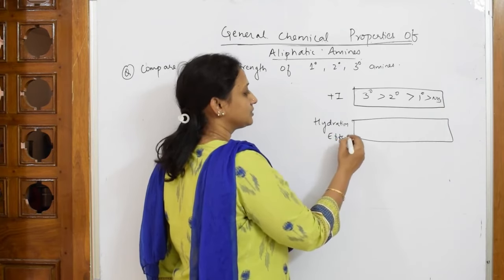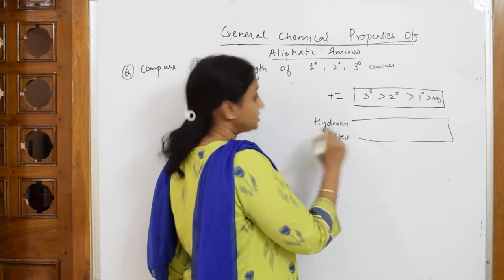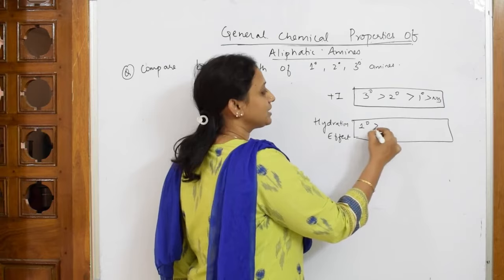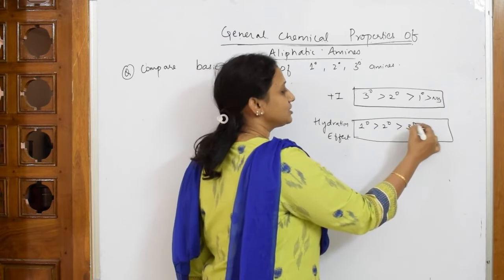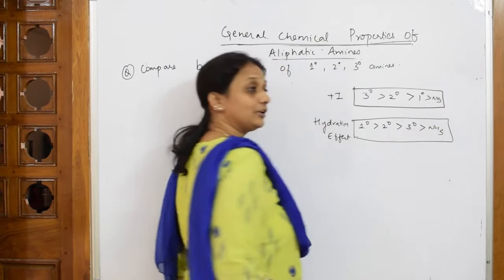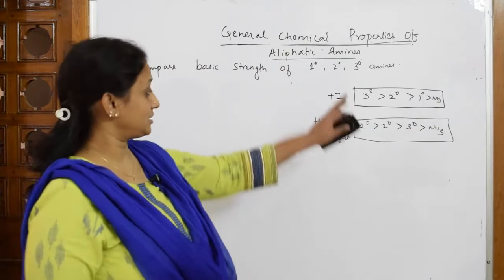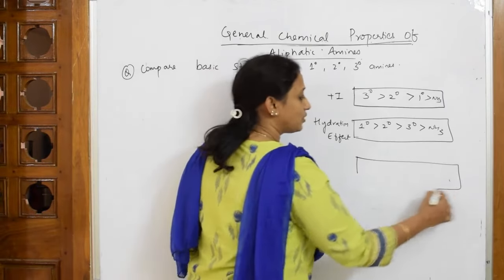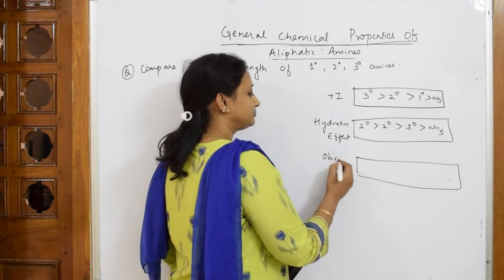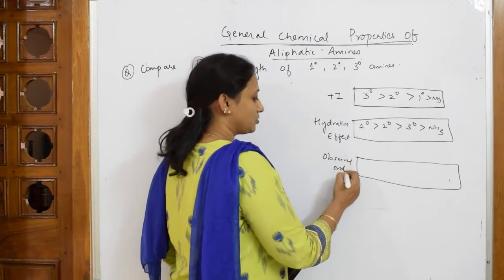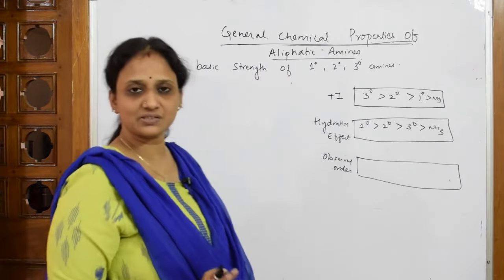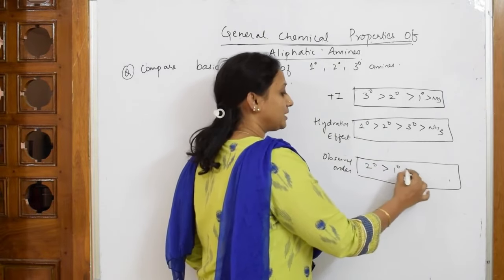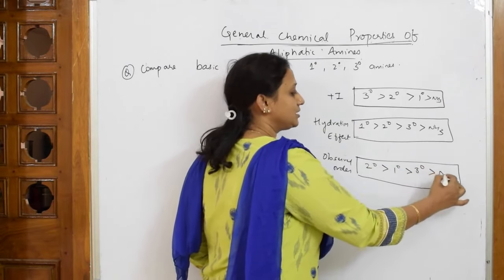Done. Now there is one more concept which I am going to explain, that is the hydration effect. In the hydration effect, the order would be primary greater than secondary, greater than tertiary, greater than ammonia. When I combine both effects, the plus I effect and the hydration effect, the actual observed order, which you should always use to answer your questions, is secondary greater than primary, greater than tertiary, greater than ammonia.